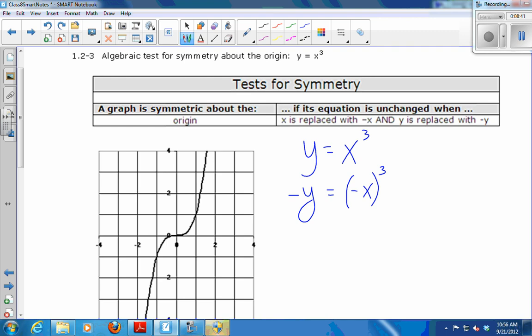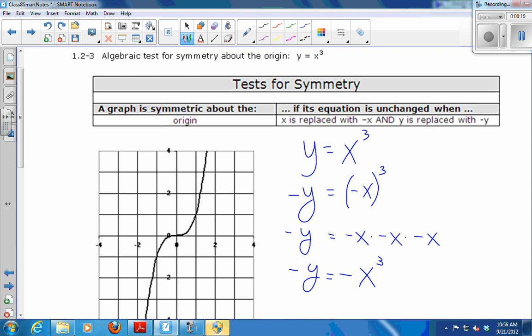What is negative x cubed equal to? Negative x to the third, yes. Negative x cubed means negative x times negative x times negative x. A negative times a negative times a negative is going to be negative. So this equals negative x cubed, because x times x times x is x cubed. And on the left here, I still have a negative y. Negative y equals negative x cubed.